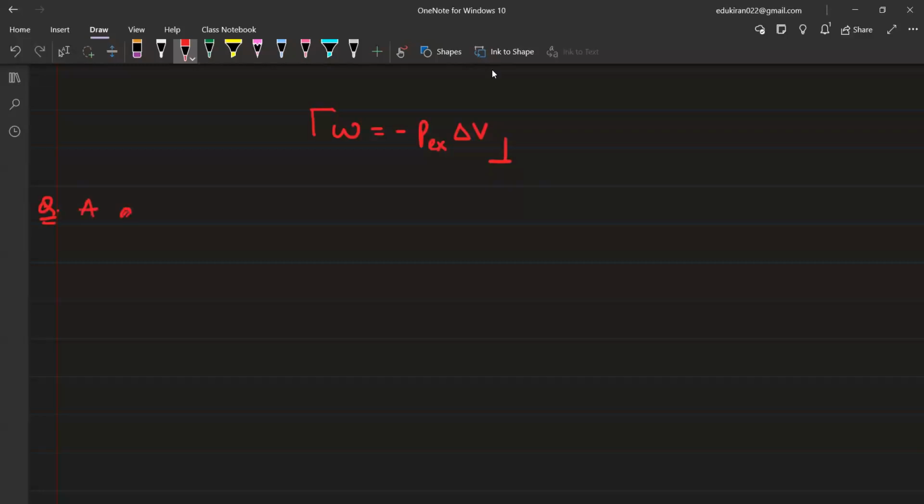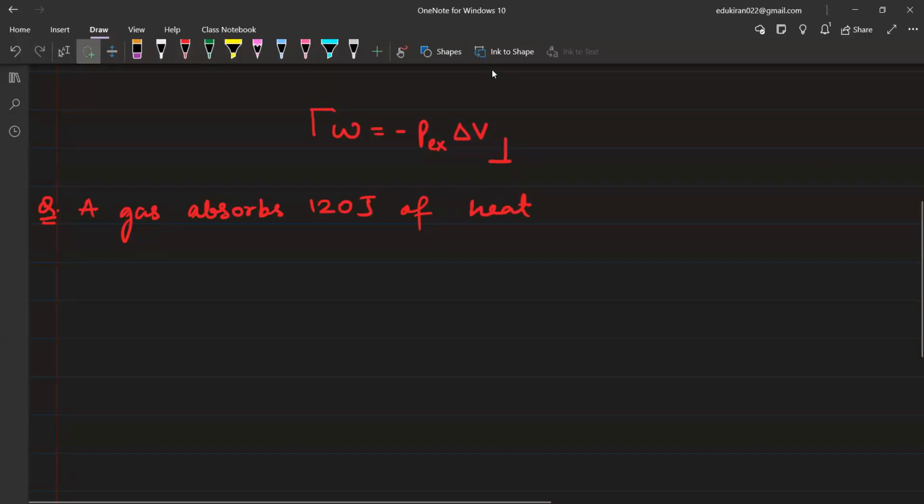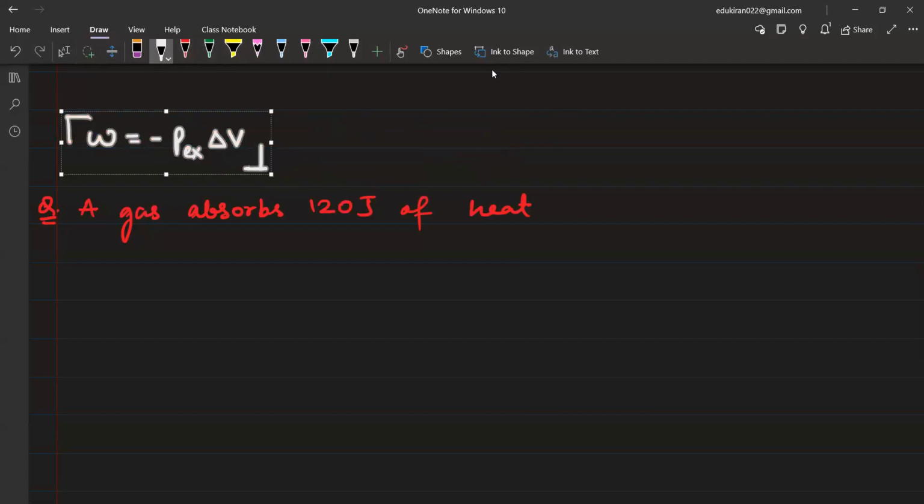A gas absorbs 120 joule of heat. Now look, please think about this, okay? All of you, please try to think what is happening. We have a gas like this, and in this gas, we are heating.